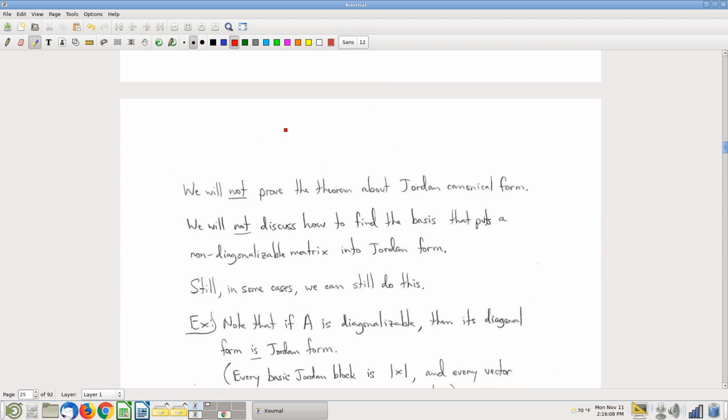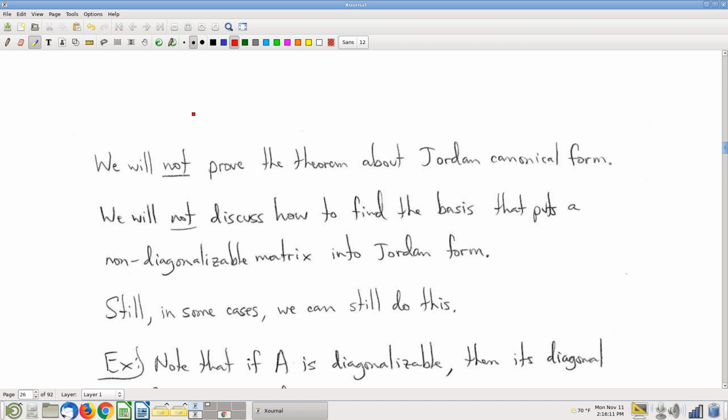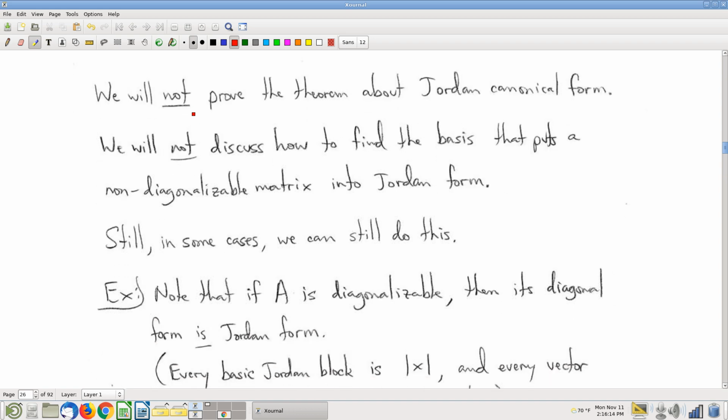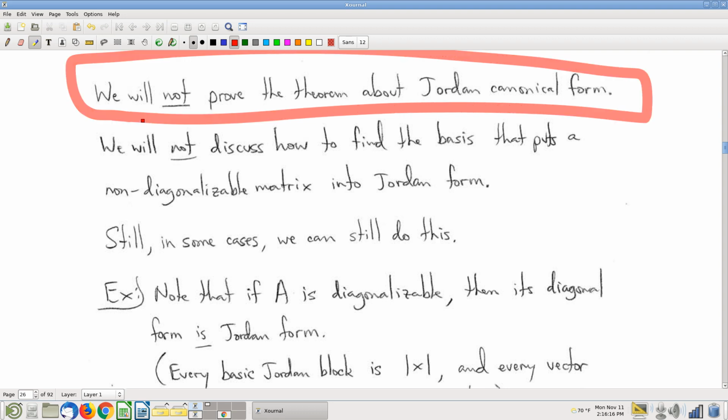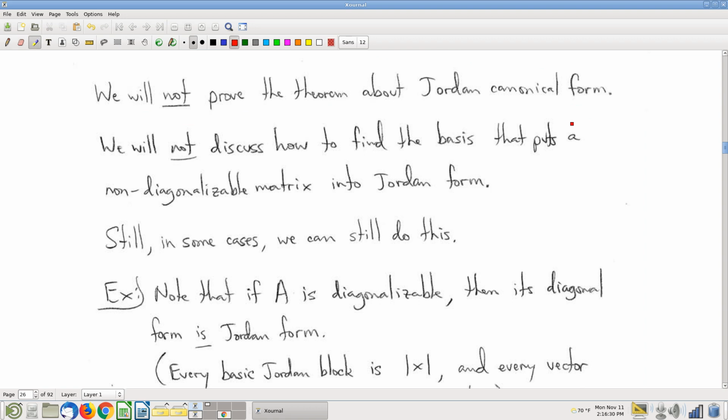Alrighty. So, a couple of quickie points. We're not going to prove that every matrix can be put into Jordan form, and we're not going to prove that eigenvectors correspond to the columns as I just described. All that stuff is just too much for this course. Here's another thing that we're not going to do in this course, because again, it's hard. How to find the Jordan basis? In general, quite hard, and we just don't have time for it, right?